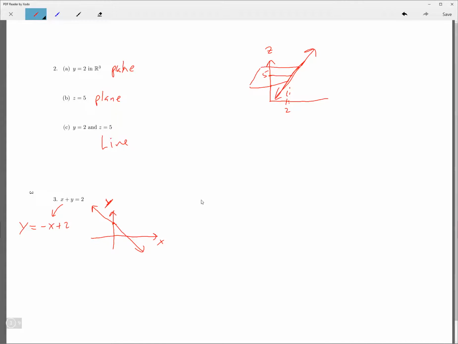Because another way of writing this would be x, then negative x plus 2 for the y, because y is equal to negative x plus 2, or 2 minus x is what they have written, and then z. So x and z can be anything, and so it's going to be vertical. You have the y-axis here and the x-axis here, and then 2 and 2, it goes through those two points and then just goes up like that, going in all directions. Okay, so that's number 3.